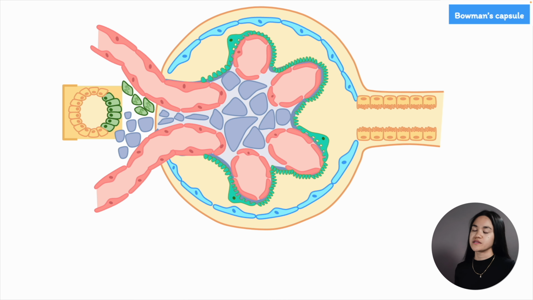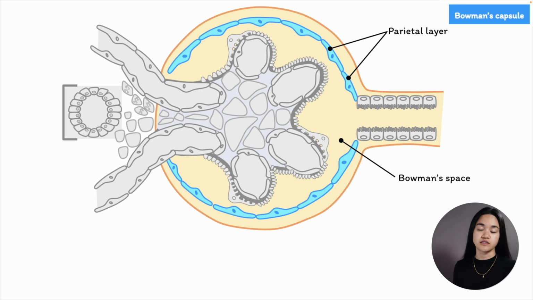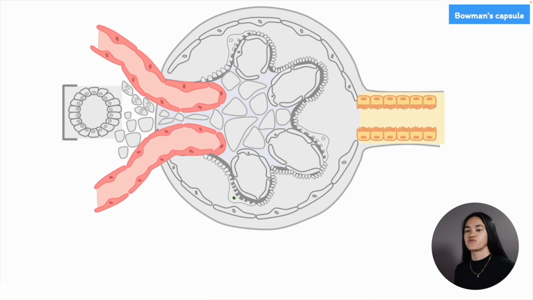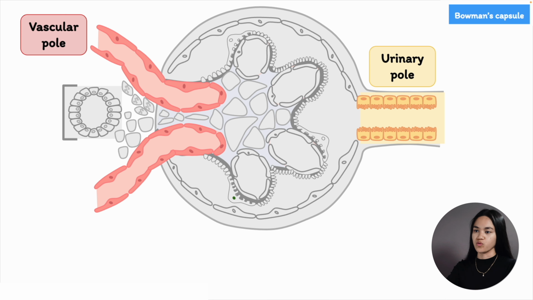Bowman's capsule is made up of simple squamous epithelium. And then we have Bowman's space, or urinary space, because it's filled with filtrate. With that said, there are 2 poles in the renal corpuscle. We have the vasculature pole, where blood enters and exits the glomerulus, and the urinary pole, where filtrate leaves Bowman's capsule and enters the proximal convoluted tubule.